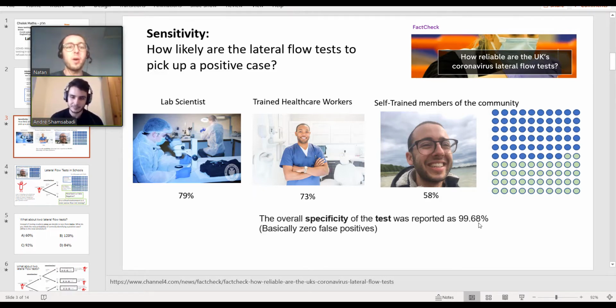Okay, exactly. Yeah, but we can, at least for now, ignore the false positive thing, because although in a school, with a sample of let's say 2,000 people, you might get 1 or 2 false positives.